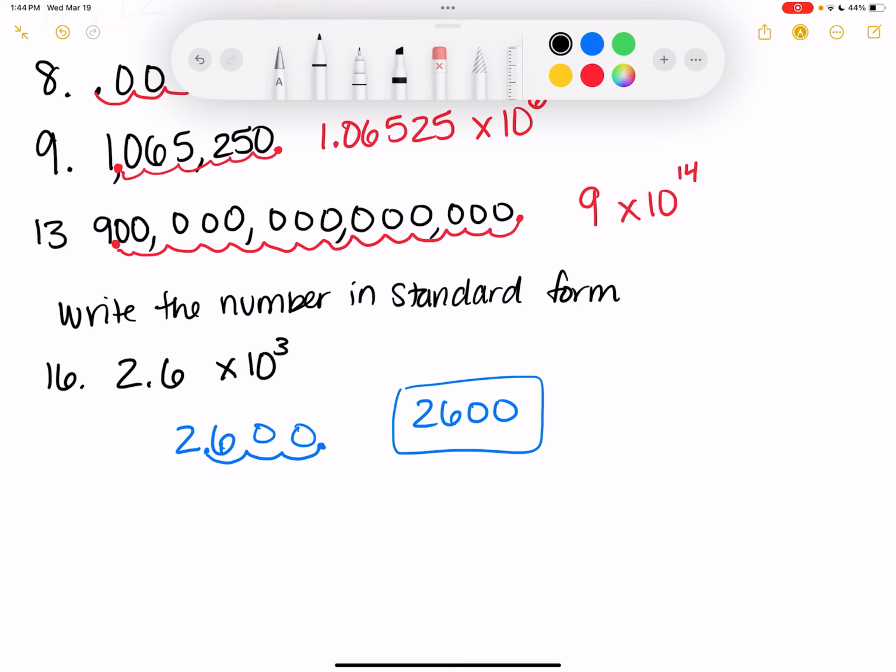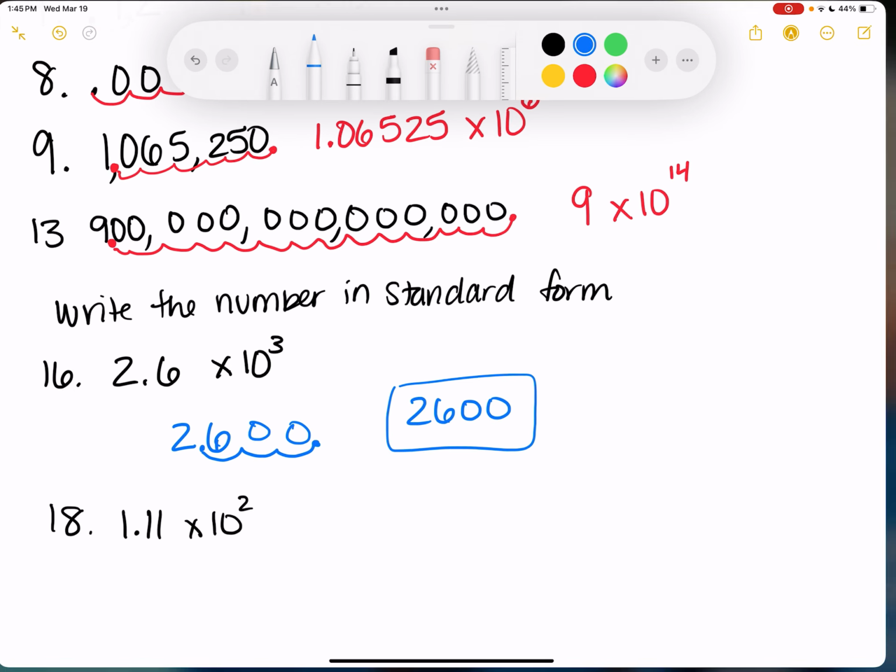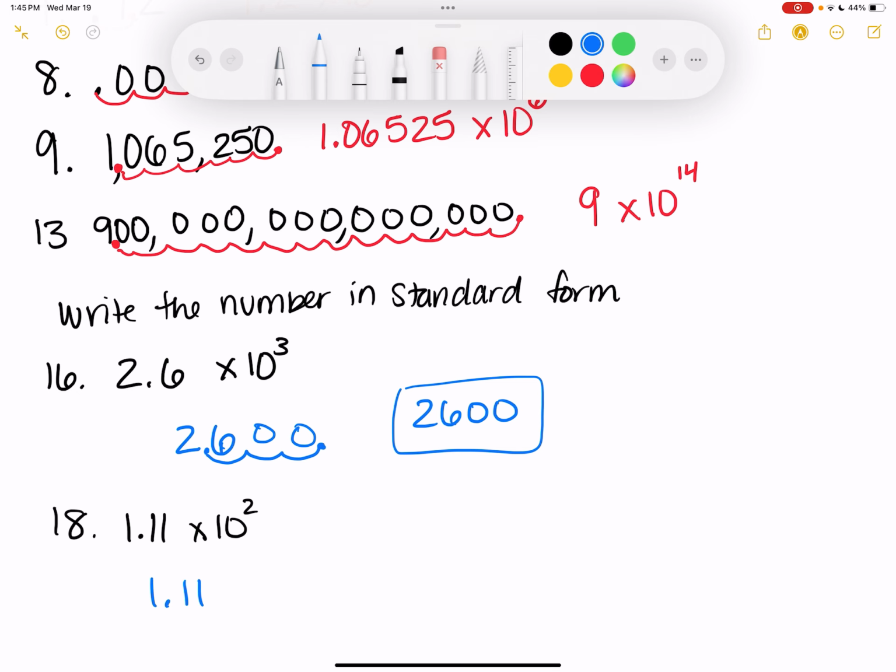Let's see, 18. 1.11 times 10 to the second. Again, I'm just rewriting it; you don't have to rewrite it. This is going to move 1, 2 to the right, so this is going to become 111.